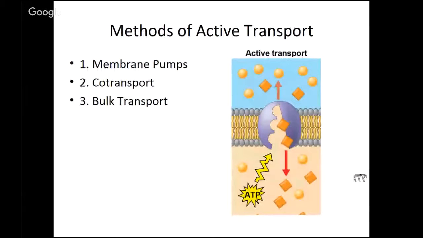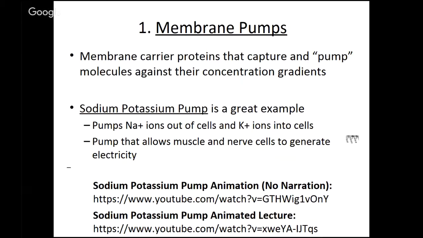Okay, so now that we've defined active transport, I want to give you three good examples of types of active transport, moving things from areas of low concentration to high concentration. First type of active transport we'll talk about are these things called pumps. Now, pumps are specialized proteins, and as the name implies, they pump molecules against the gradient.